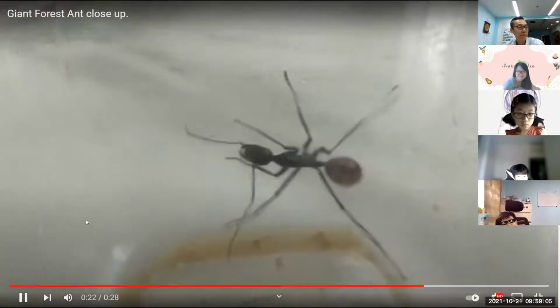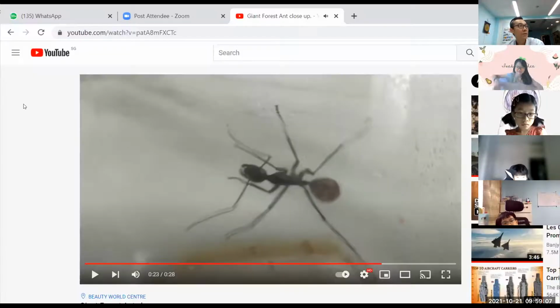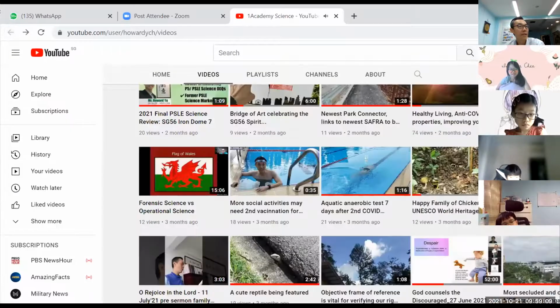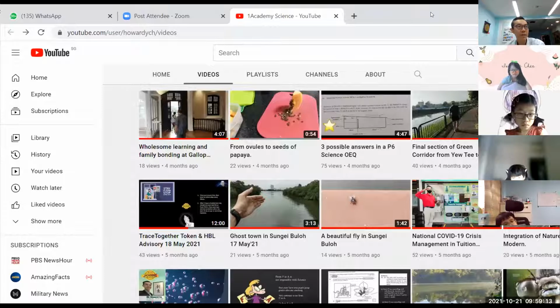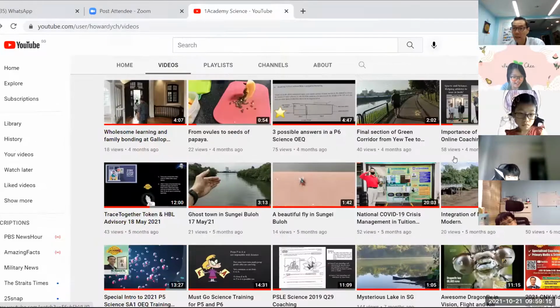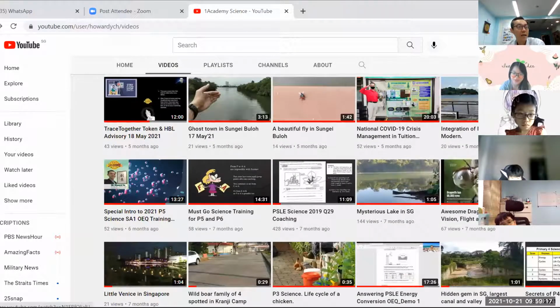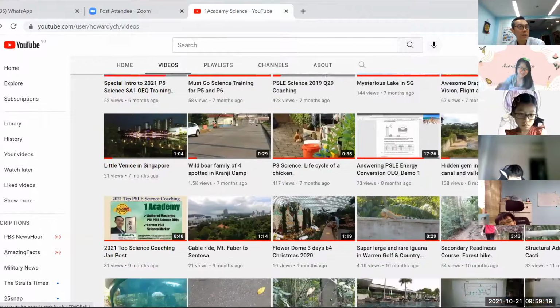So this is a giant forest ant. So we learned about insects. And let me show you another one. Just now I told you about the fly, the one that I was talking about, a beautiful fly in Sungei. No, I want to show you something.